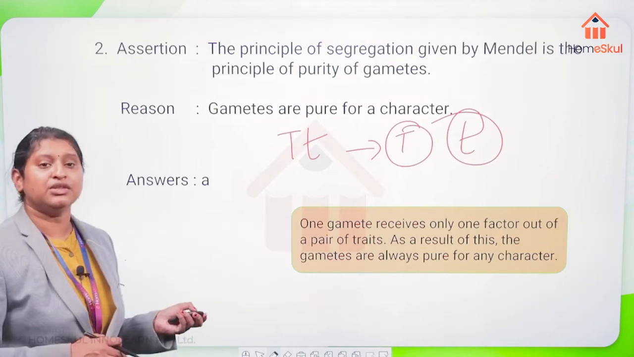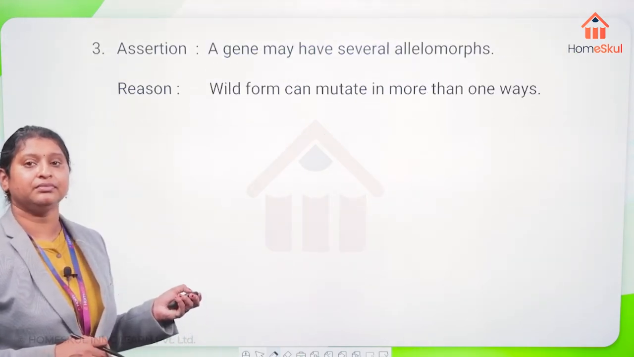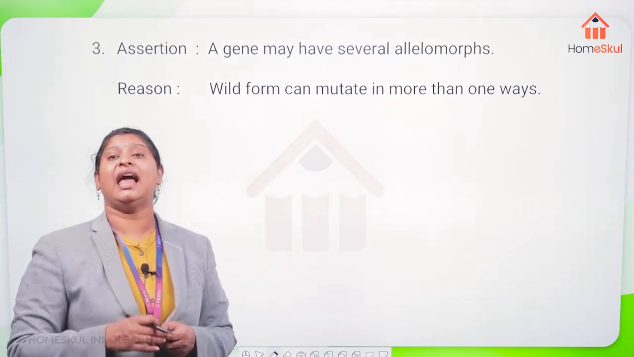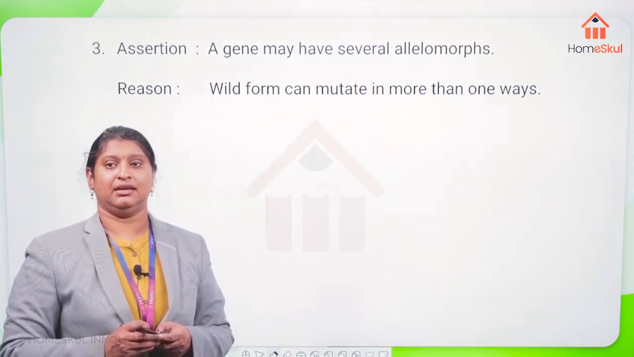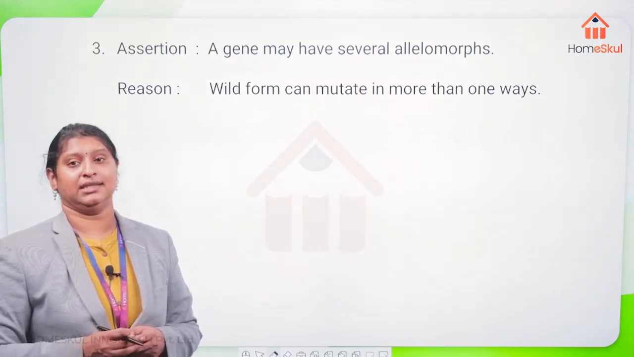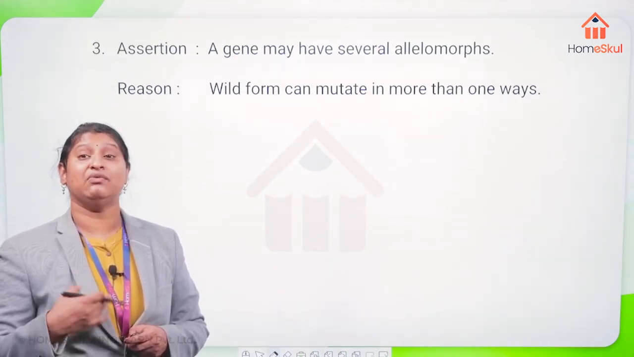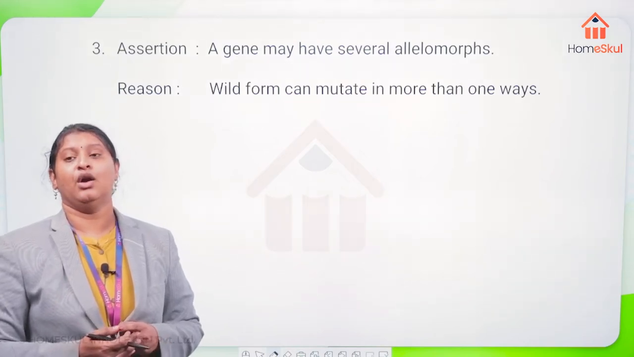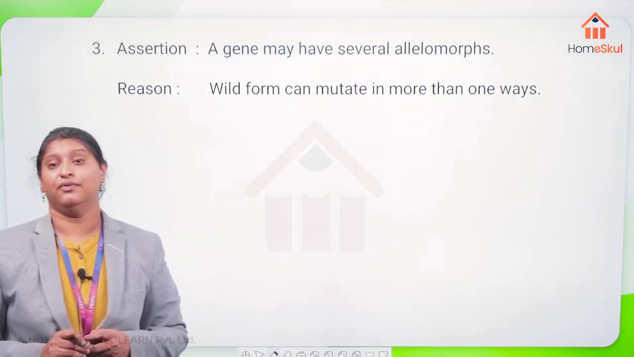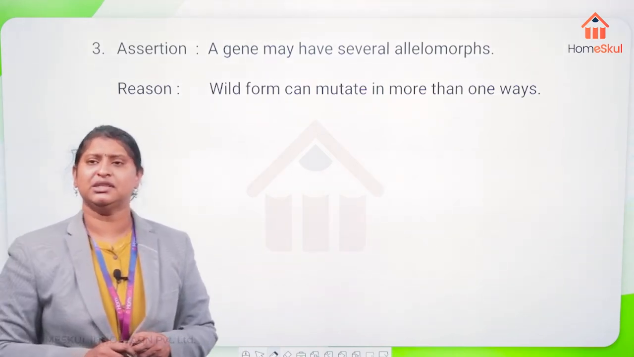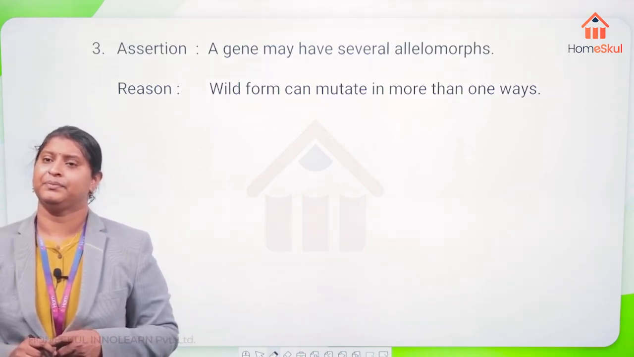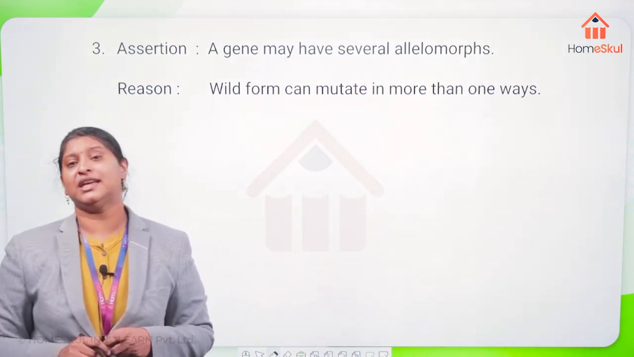Okay, moving into the next question. A gene may have several allelomorphs. Reason given is wild form can mutate in more than one way. And what about this question? Can you answer this?